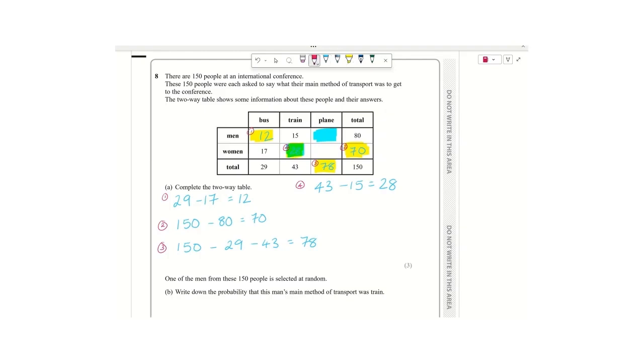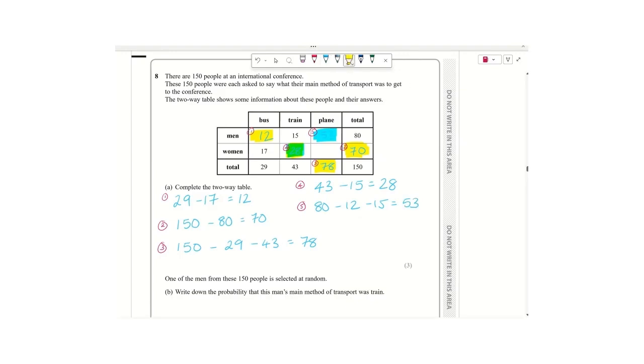But this one up here, number 5, we couldn't finish until we'd worked out how many men were on the bus. So this one is telling us how many men were on an aeroplane. We know how many were on the bus. We know how many on the train. So for number 5 down here, we're going to do 80, take away 12, take away 15, which is going to give me 53 men on a plane.